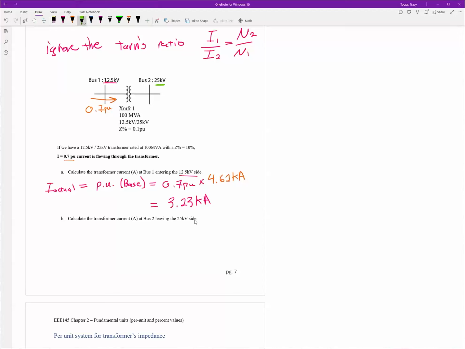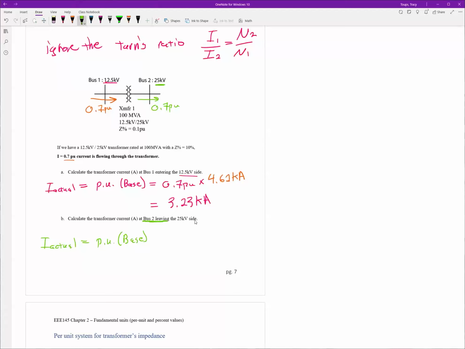Let's call this green. Let's do 25 kV. So let's do I actual is equal to, again, per unit times the base value. But now we're looking at bus 2, leaving the 12 kV side. So we're looking on the 25 kV side. We're looking at the current going out. Again, it's still 0.7 per unit. Remember, the current that goes into this transformer, the percentage is the same as going out. Why? Because we ignored the turns ratio.